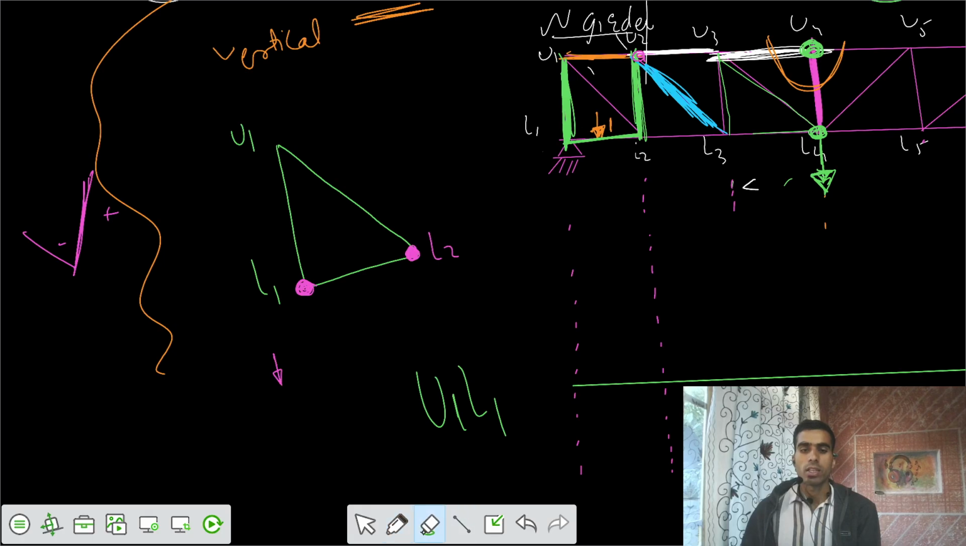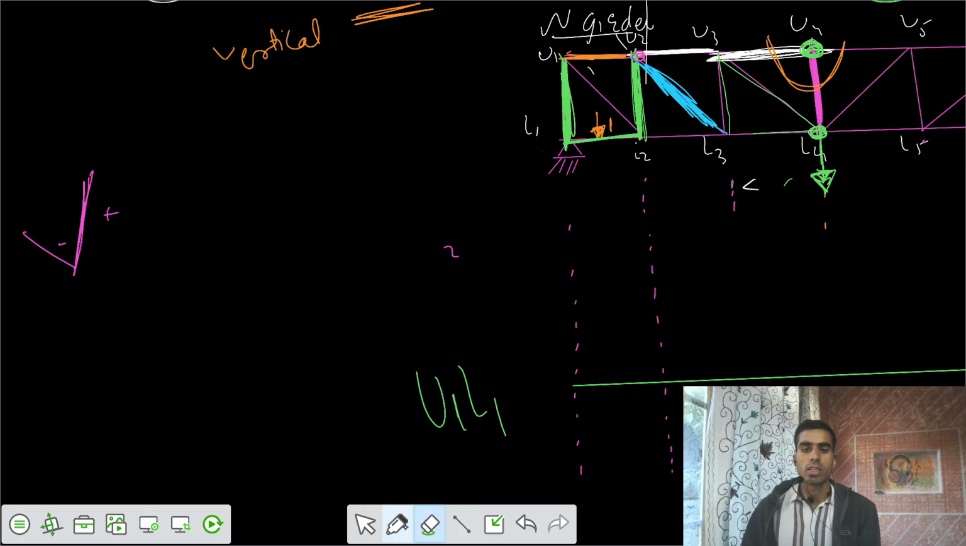Now if I try to cut the section, I want the force in the member U1, L1. So I would cut the section in this way. There is some reaction here, and this is my unknown force F in the vertical member U1, L1. There is some horizontal force, but I don't care about that.